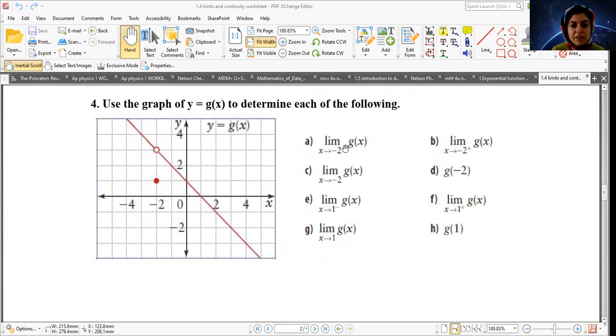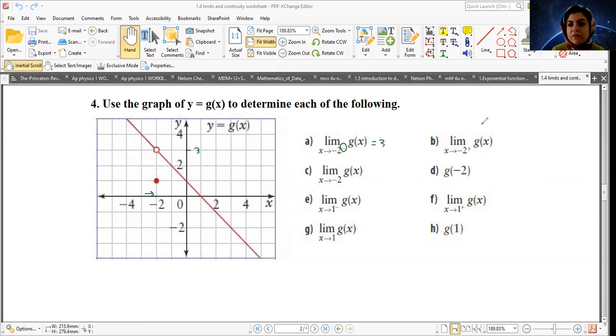This negative above -2 means you are getting close to -2 from the left, right? From a lower value. So here is your -2. You want to get close to -2 from a lower value. This negative means lower value. Now I have to look at this side of my graph. As x gets closer to -2, the y gets closer to what? 3, right?